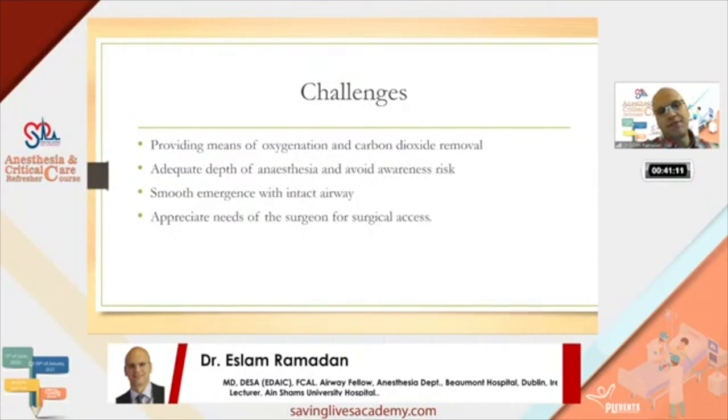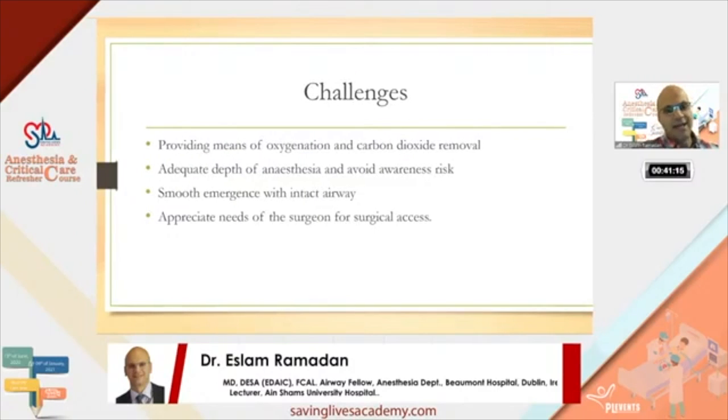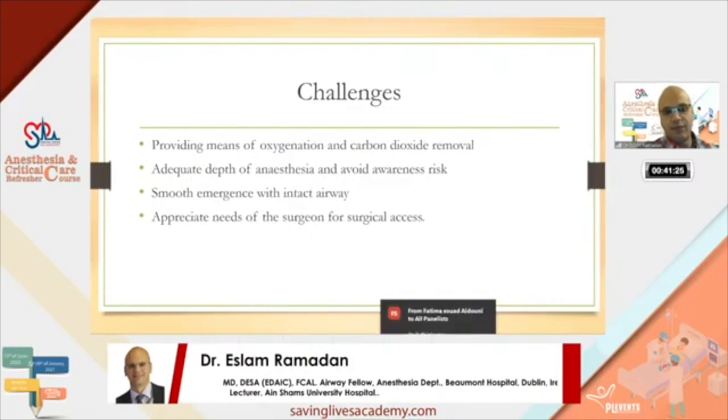So the challenges facing any anesthetist going to put patients to sleep for airway surgery is how to provide oxygenation and carbon dioxide removal and proper ventilation for this patient. The second point is adequate depth of anesthesia and avoiding the risk of awareness. Then, smooth recovery with an intact airway. Most of these patients are scheduled for day case surgery and they should go home on the same day, so they should have an intact airway. And the last point is to appreciate the need of the surgeons for surgical access.